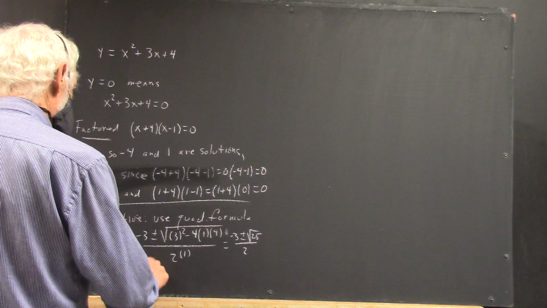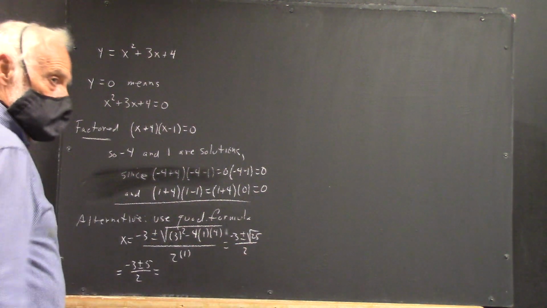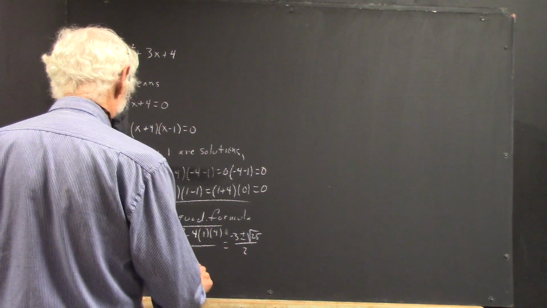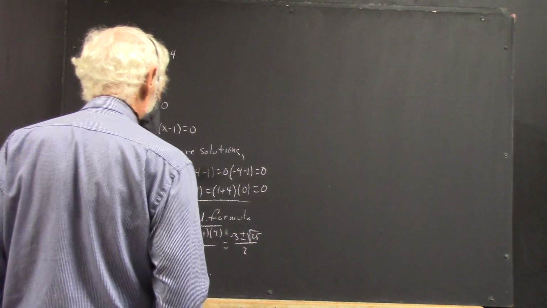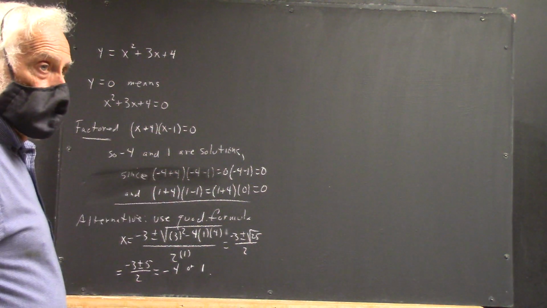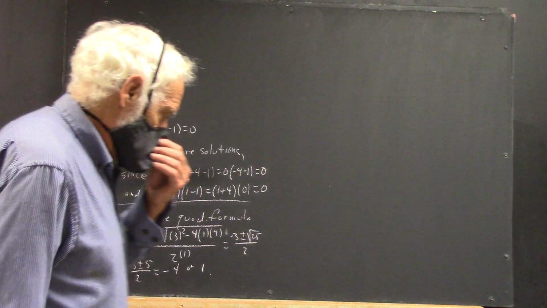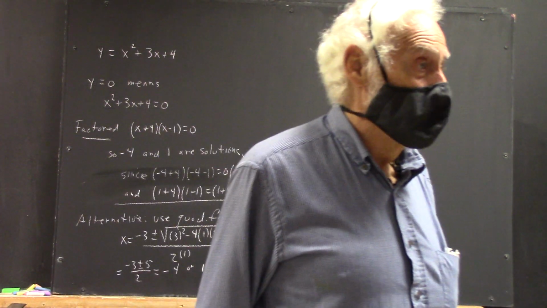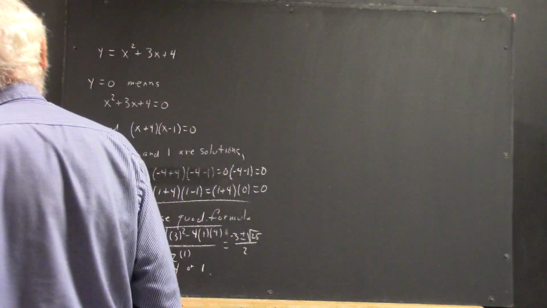Negative 3 plus or minus 5 over 2. And negative 3 minus 5 is negative 8. Divided by 2, you get negative 4. Negative 3 plus 5 is 2. Divided by 2, you get 1. Same thing you get here. If you can't factor it, or if it's just too ugly to try, you can always go to the quadratic formula, right? Okay, so that's easy.